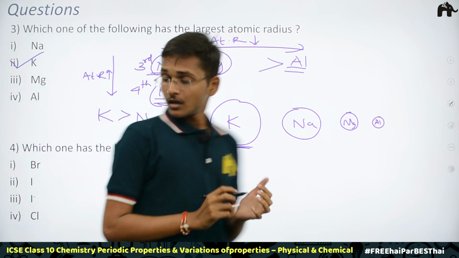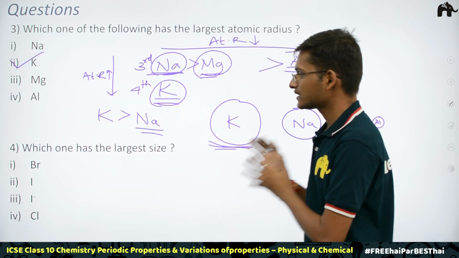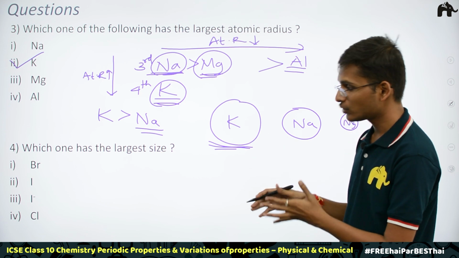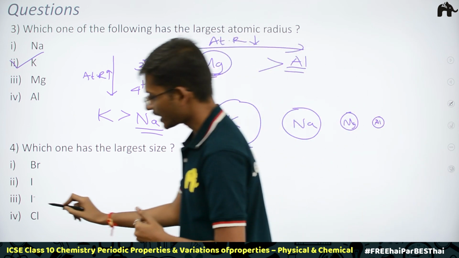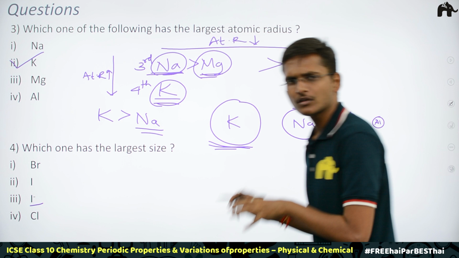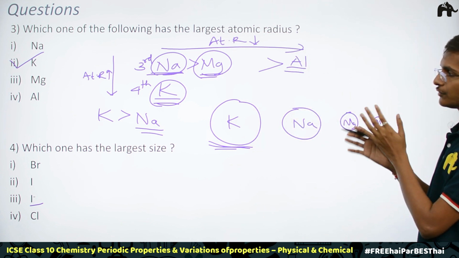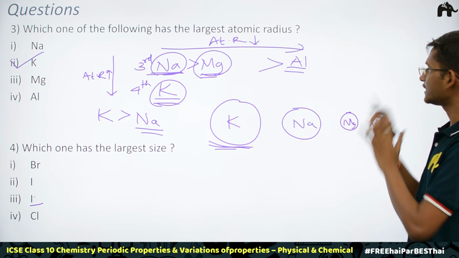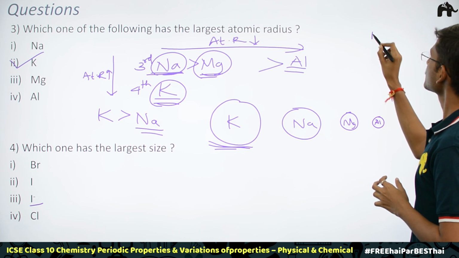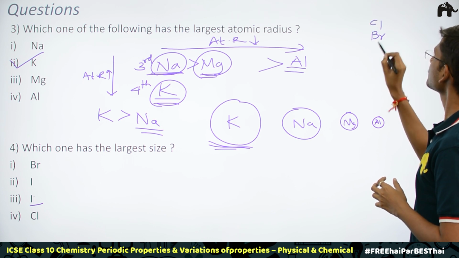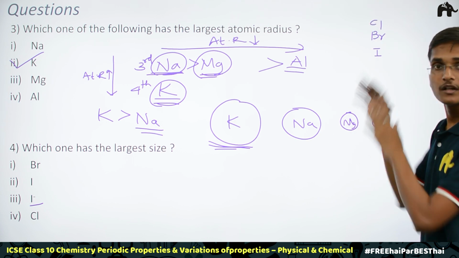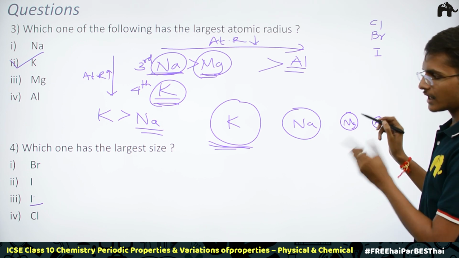Next, which one has the largest size? Bromine, iodine, iodide ion, I minus ion, and chlorine. Okay, so now the same fashion. See, we will just try to locate them. So see here, first chlorine comes, then bromine, and then iodine when we move down the group, and iodide ion.